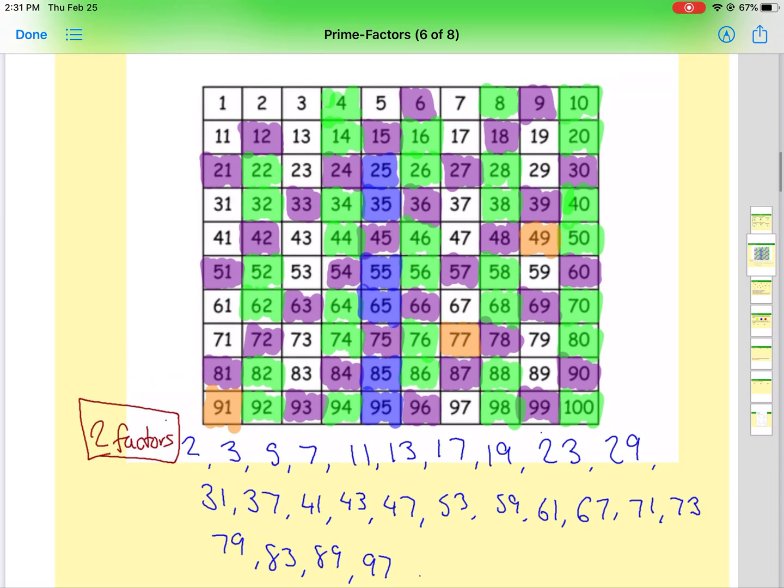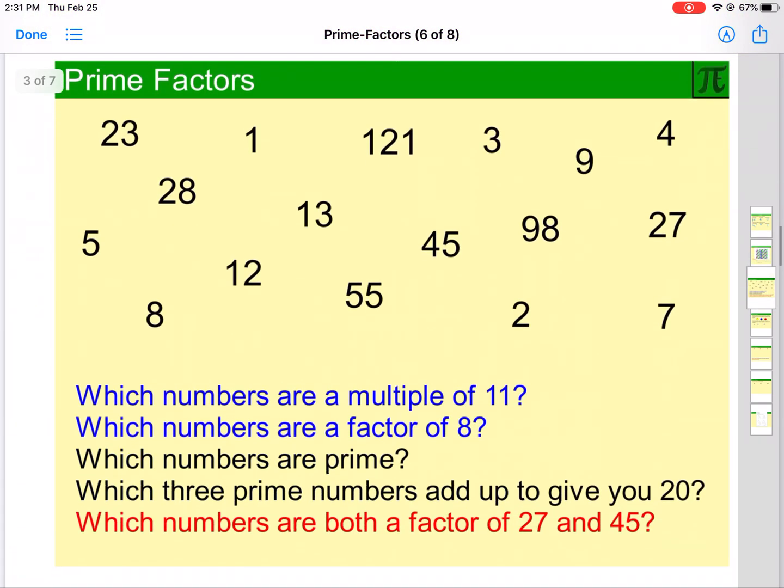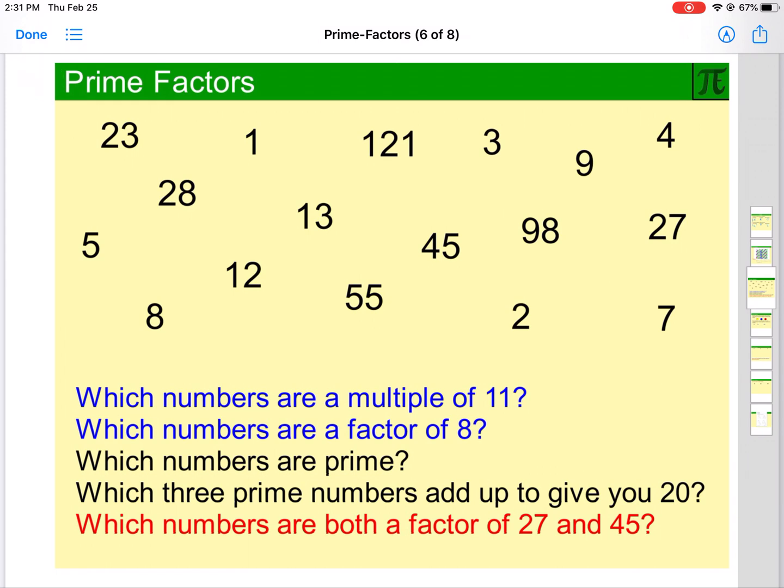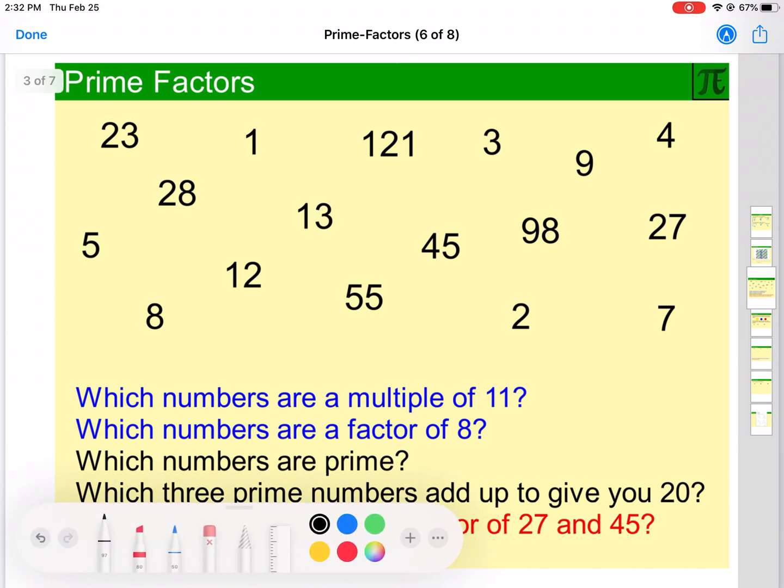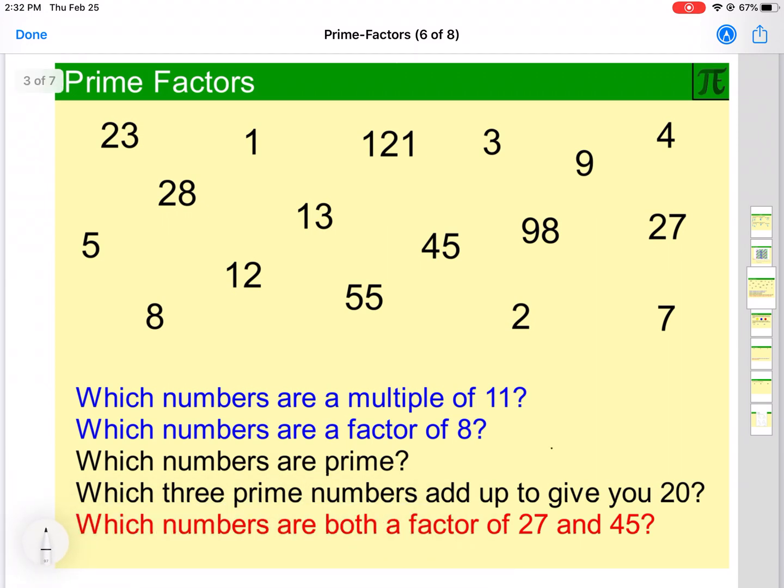So that's the definition of a prime number, and that activity was to lead you to these numbers down the bottom of the screen. Right, we have a bunch of different questions here, which I'm going to ask you to complete. So they're based on the questions that we did with multiples, factors, but also bringing in prime numbers as well. So, from the list of numbers up here, which numbers are multiples of 11? So that's numbers in the 11 times table. Pause this video and try and find them and then come back on for the answers.